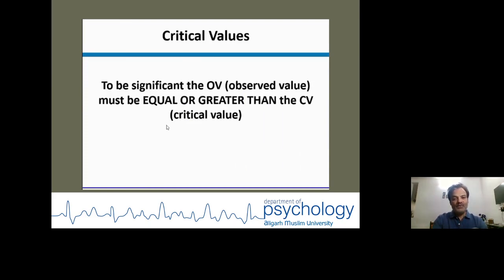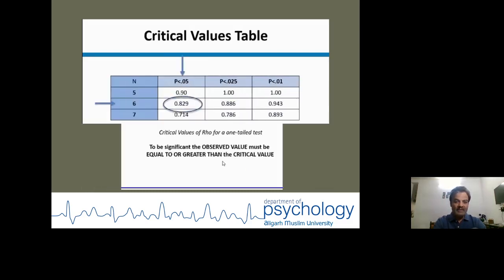Now there is a need to go for critical values. To be significant, the observed value must be equal to or greater than the critical value. In this case, to examine the critical value, you need to go for statistical tables. However, in the statistical softwares, you will have the direct value.